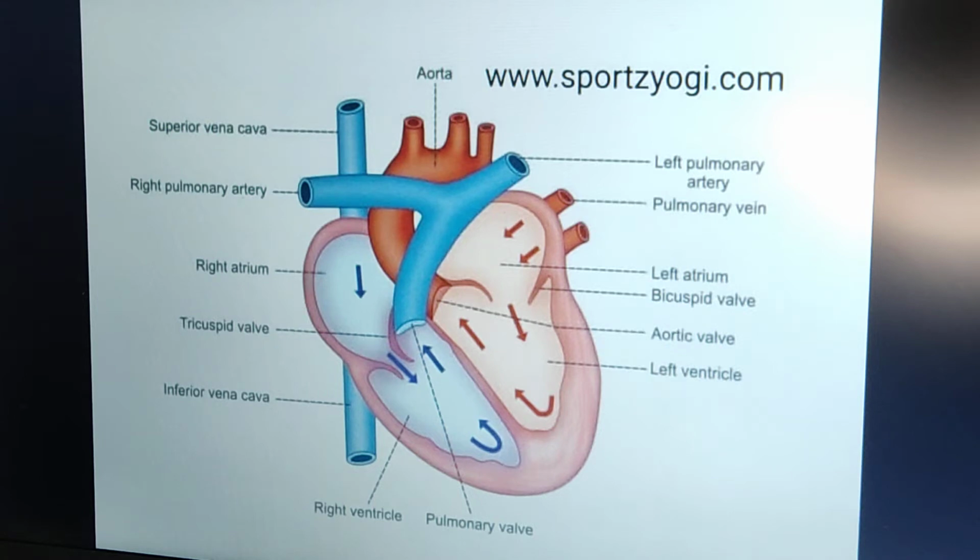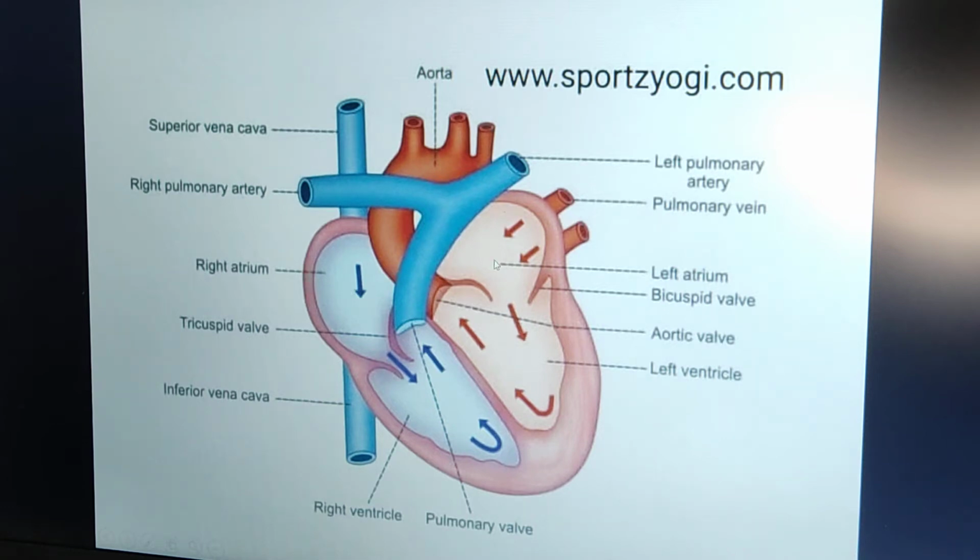This is the structure of the heart. Our heart is a hollow muscular organ. It is located in the thoracic cavity between the two lungs. It contains 4 chambers, 4 valves and 2 pumps: a right side pump and a left side pump.